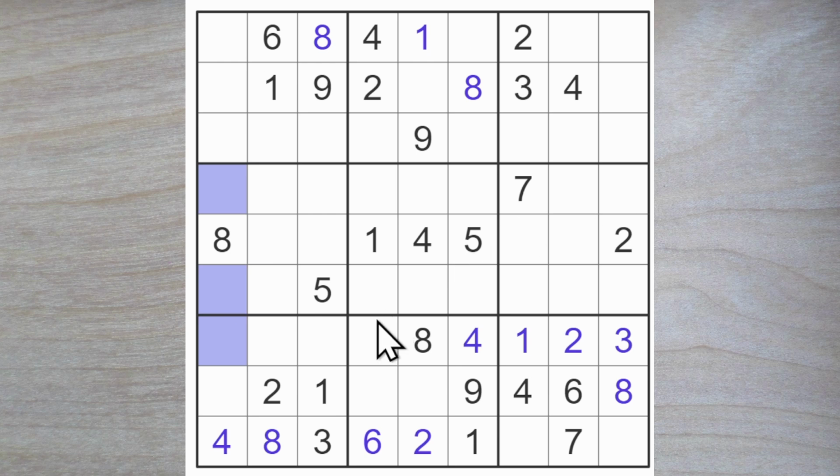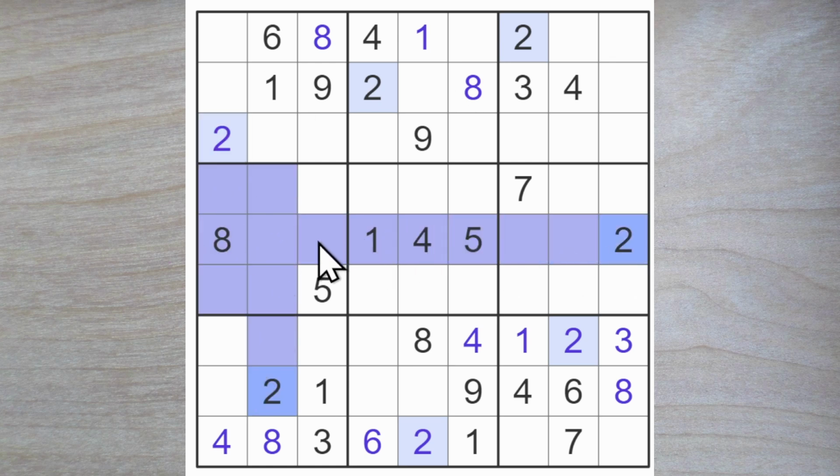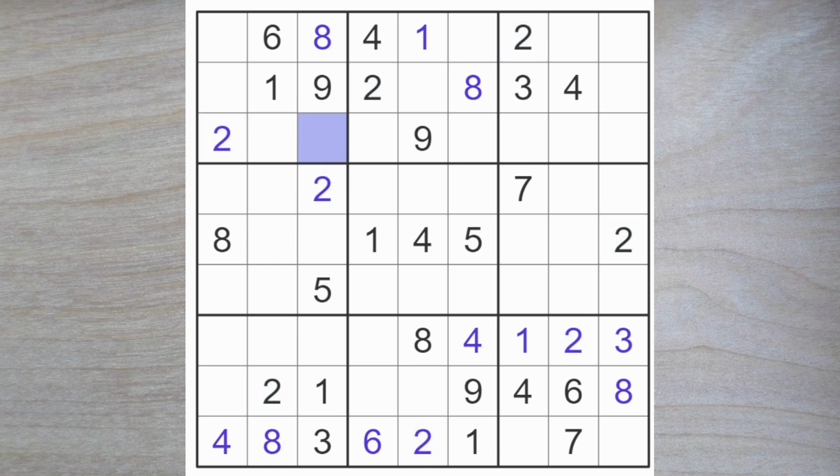Well, for one thing, it tells us that a 2 blocks here, and this 2 blocks up here and here. So this must be a 2. And that automatically gives me a 2 here. Remember the 2, 4? Now this is a 4. And we now have 4s here and here.